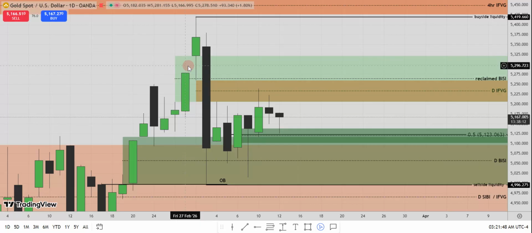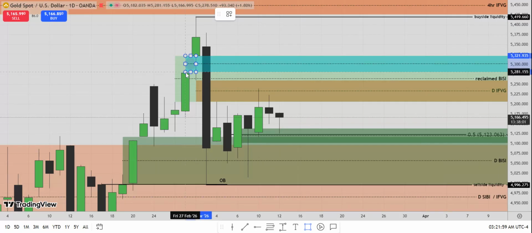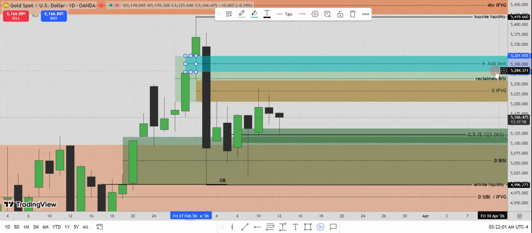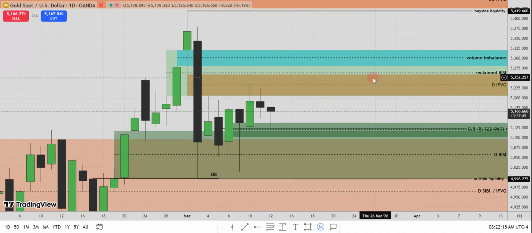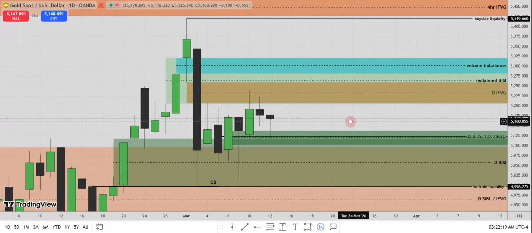Whoa, something new here, okay? A volume imbalance. We're gonna want to put that in this column, and we're gonna name it volume imbalance. But these things are not used. How are they used in the market?